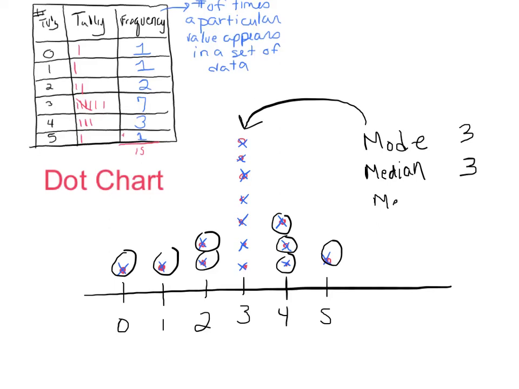And for my mean, I would have to add the values, and I would need to divide by 15, my number of data values. Once I add up all the numbers, I will get 43. And when I divide that by 15, I will get an answer of 2.87. So it's almost 3. It's a little bit on the lower side.